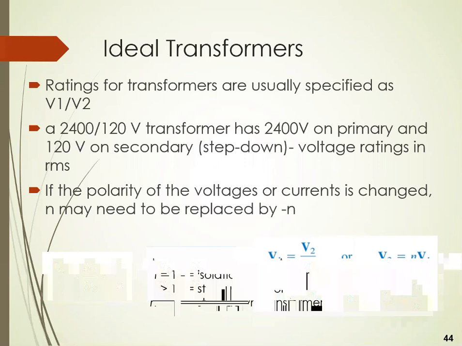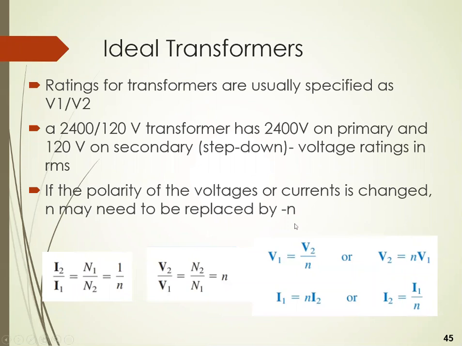If the polarity of the voltage or currents is changed, then n may need to be replaced by minus n, depending on the polarity changes. And so this summarizes what we discussed so far. Okay? The ratio of voltages and the ratio of currents. Just being careful that this number flips because of the relationship between voltage and current, with reference to the same secondary. Okay? And again, this is from the same equations on the left. You get these expressions, right?